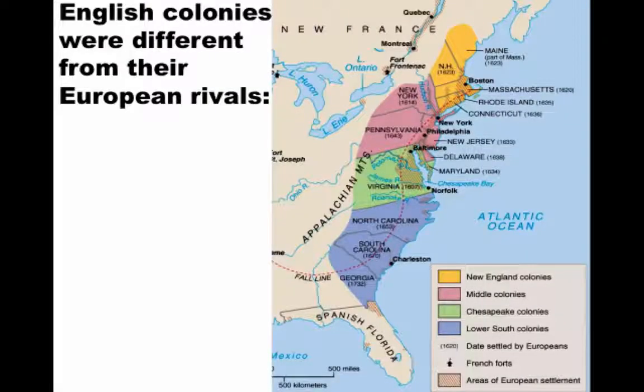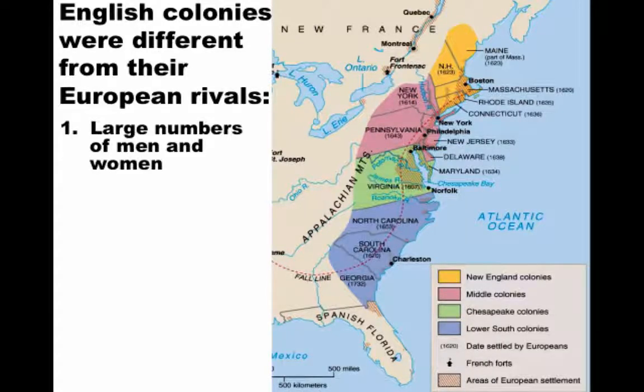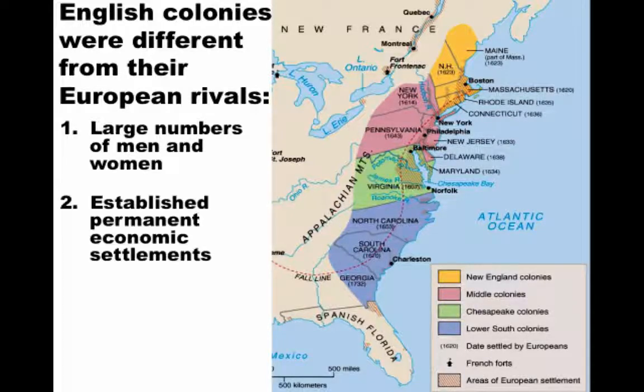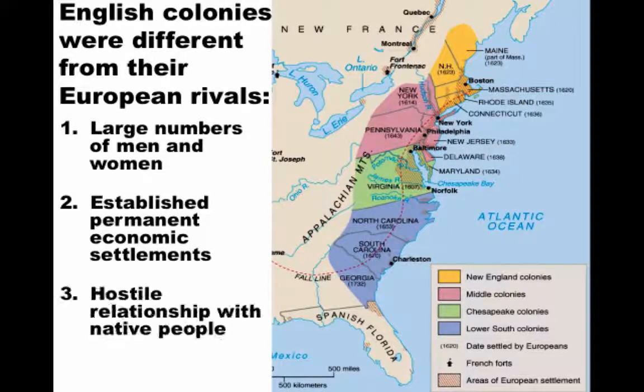Now, the English colonies were very different from their rivals, especially Spain and France. And the reason for the difference is, one, there's a large number of men and women who come over. In some cases, first it's men coming over, but slowly women start making up a big percent of the population. They're going to establish permanent economic settlements, mainly agricultural settlements, whereas the Spanish and the French are moving around much more. Large numbers, permanent settlements, and another key point is a very hostile relationship with the native people.